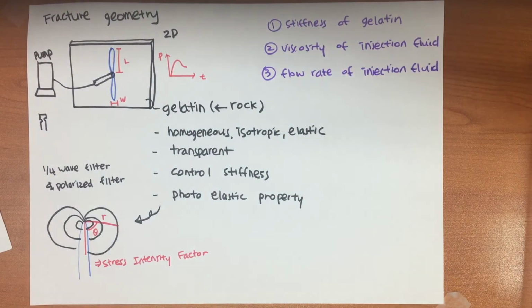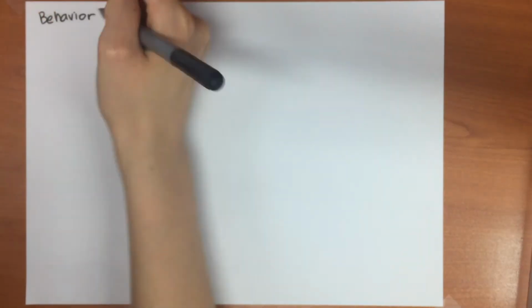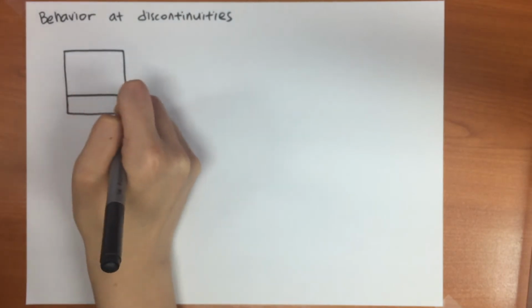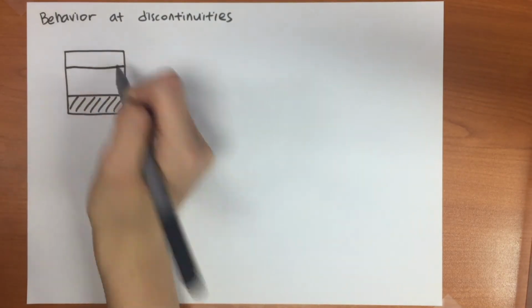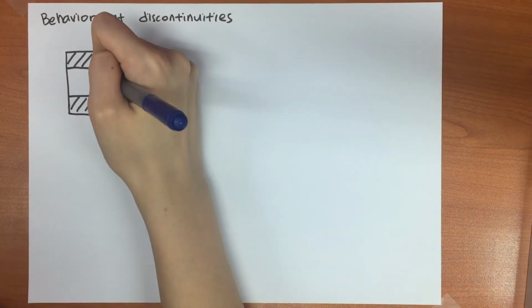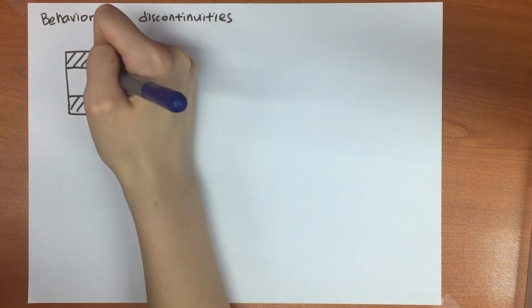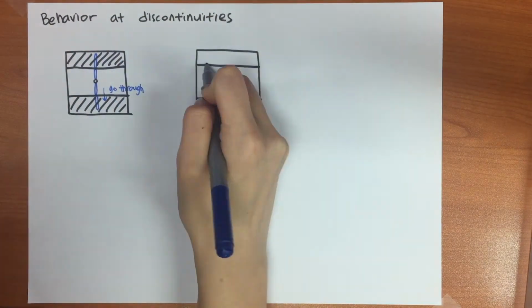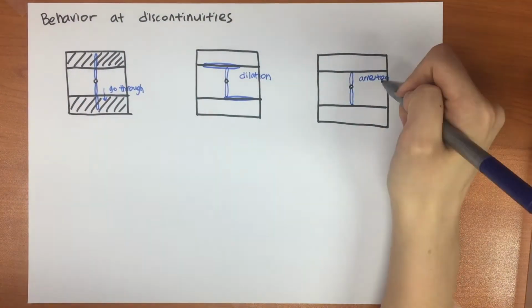To know the fracture behavior at discontinuities, gelatin plates having discontinuities were used with different levels of stiffness. In this case, the hydraulic fracture is generated and then propagates to the discontinuity. Then it can go through the interface, or dilate, or be arrested.